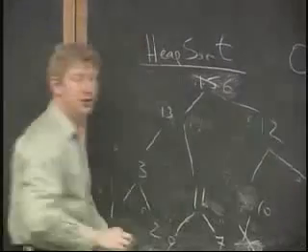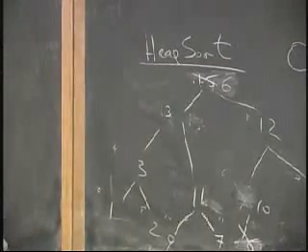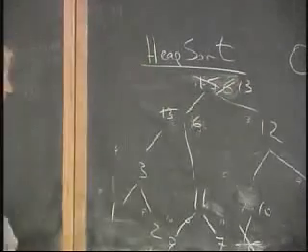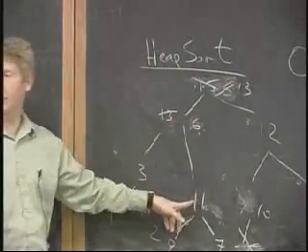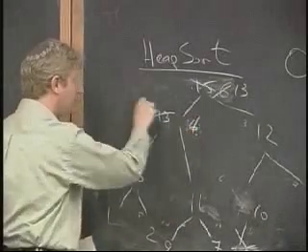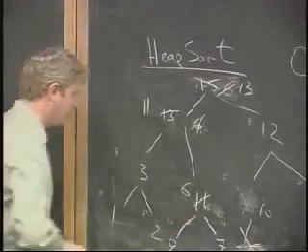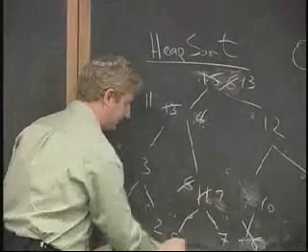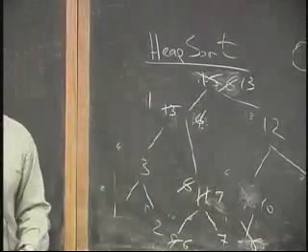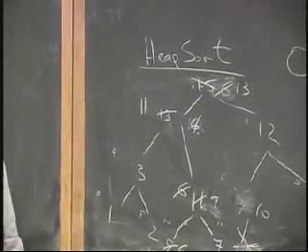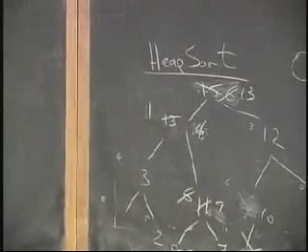13 is the bigger of 13 and 12, and 6 is smaller than both of them, so 13 moves up here, and 6 comes down here. 6, 3, 11. What happens there? Agreed? 11 moves up, 6 comes down, 6, 7, 9. And now we have a heap again. So you can either push your value down or you can push your value up. And whatever direction you push it, it's order log n.